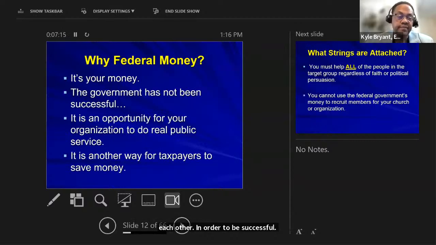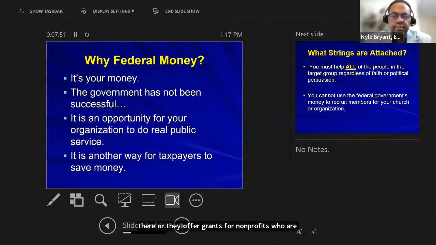So why choose federal money? Well, first of all, it's your money. As taxpayers, particularly in Black and Brown communities, we are perhaps the only demographic in the country that pays taxes and never requests or demands anything in return for that. But the government has not always been successful in identifying challenges or problems in communities, and therefore they offer grants for nonprofits who are closer to the pulse of issues to be able to identify programs that could address certain ills or a certain concern, like targeting specific demographics like at-risk youth in the inner city.